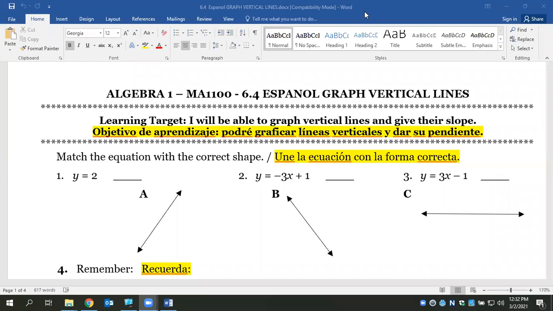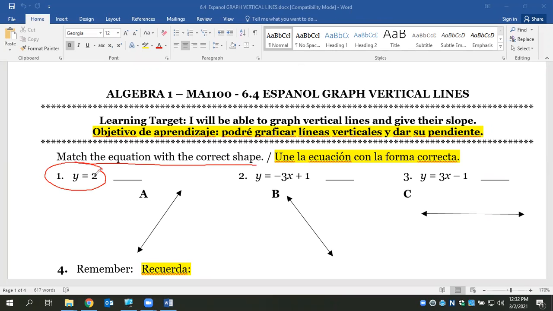All right. 6.4. This one is funky. This one's going to be fun too. So let's have some fun. Let's start here. Match the equation with the correct shape.